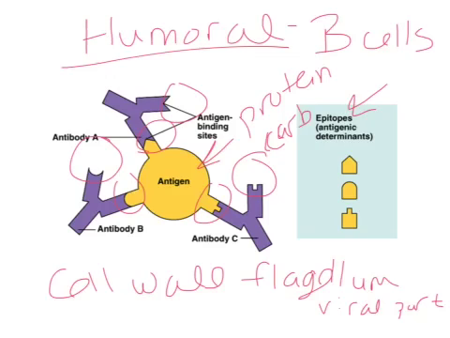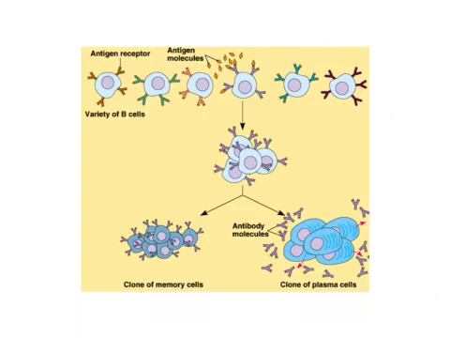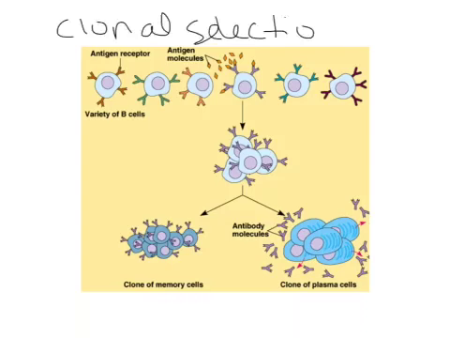So they can cause a clumping when they're binding to these epitopes. Okay, so let's look at how we get these B cells going. Our body makes lots of different kinds of B cells, and we go through a process called clonal selection to try to find the right B cell here.